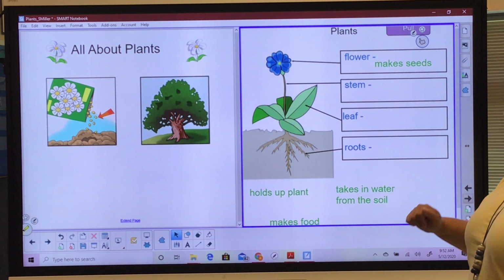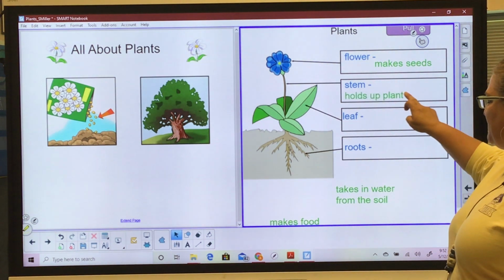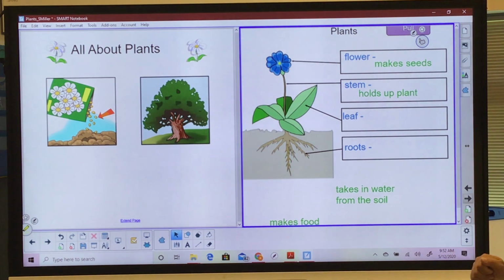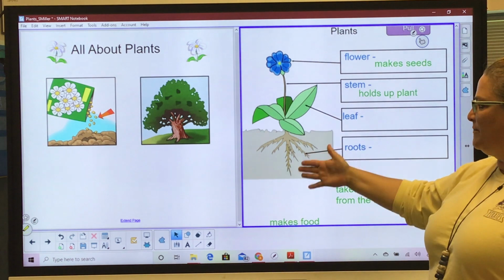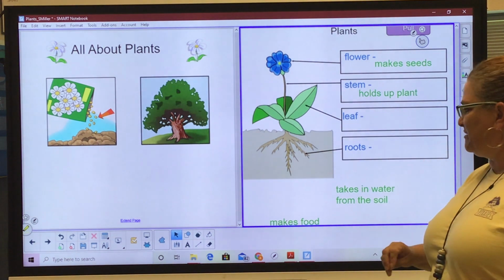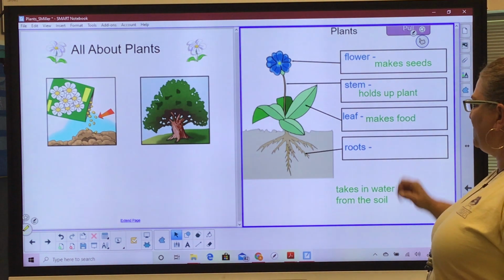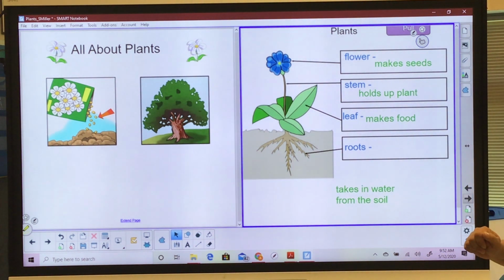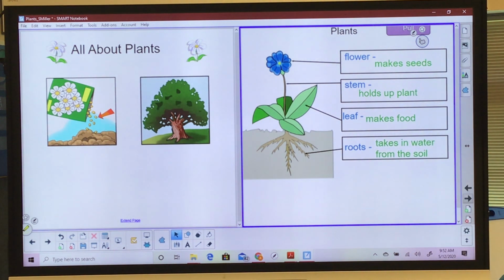All right, the stem holds up the plant. Yes, it does. And it not only holds up the plant, but it also transports the nutrients and the water from the soil to the different parts of the plant. The leaf makes food. We talked about that with chlorophyll, and it has to go through photosynthesis, which we'll talk a lot about in just a minute, okay? And then finally the roots take in water from the soil, okay? So those are 4 parts of the plant and what each one of them does.